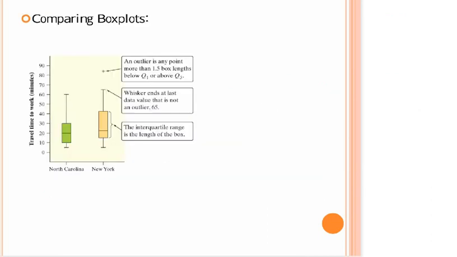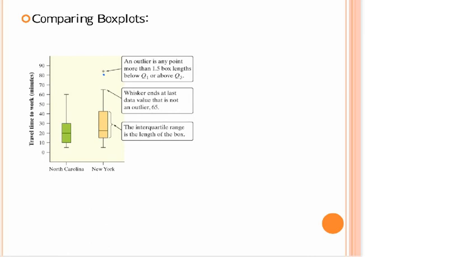All right, we're going to do an activity in class about comparing outliers, comparing box plots. Here's a picture of comparing box plots. You'll notice that up here, this is New York data. This is for drivers, and these are the North Carolinian drivers. We have an outlier that we put an asterisk to show, and then we see the whisker ends at the last data value that's not the outlier. The interquartile range is the length of the box. Okay, and then we can kind of see, in general, what we're talking about.